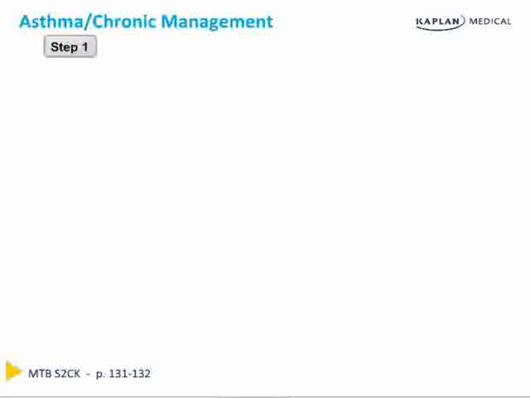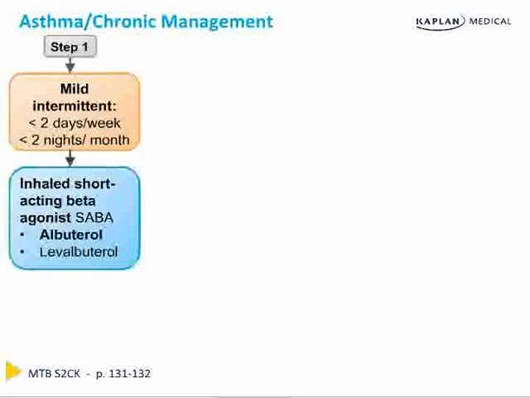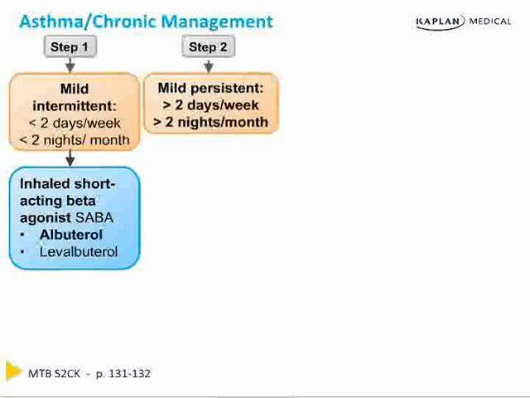If you remember this chart, you'll have an easy time answering questions about chronic management of asthma on the USMLE Step 2. Step 1 is what you use in patients who have what we call mild intermittent asthma. This is asthma characterized by symptoms less than 2 days per week or less than 2 nights per month. For these patients, there's only one typical therapy used, and that is an inhaled, short-acting beta agonist, such as albuterol, or its enantiomer, levalbuterol.